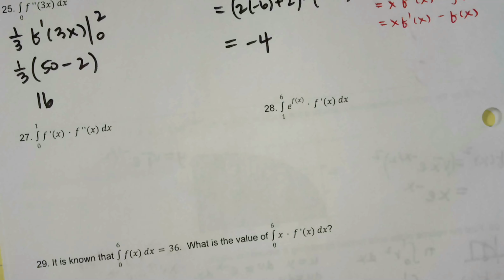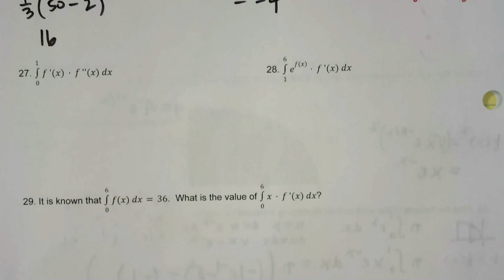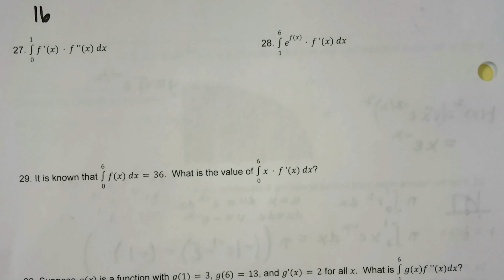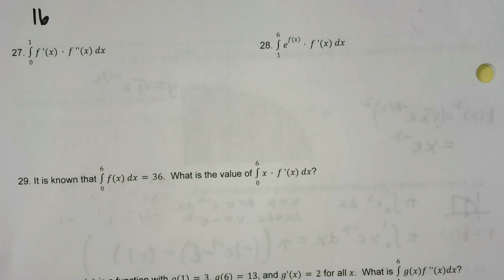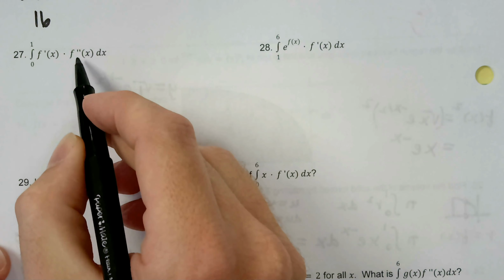27. f prime of x times f double prime of x. Now, if you want to try this with UDV, I don't know what's going to happen. I'll be totally honest with you. You would have to know something about the integral of f prime of x squared, I think, if you let dv equal f double prime. So this one's actually UDU because the derivative of this thing is appearing on the outside with multiplication.